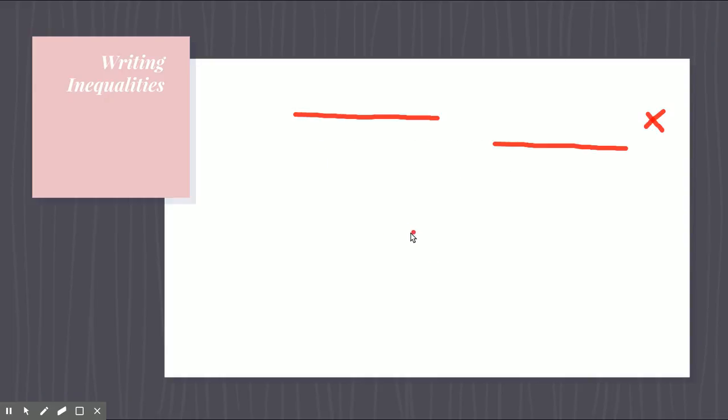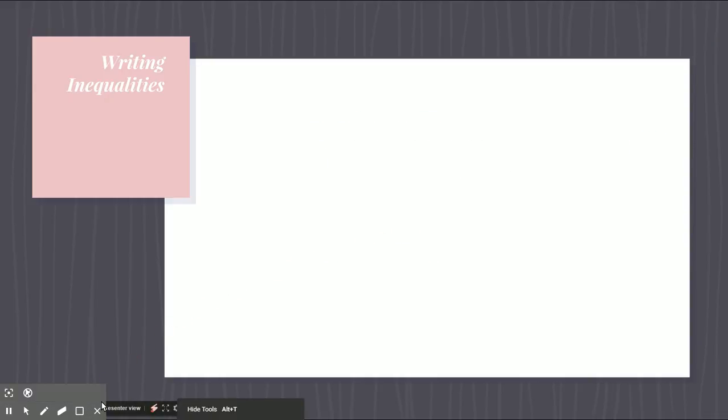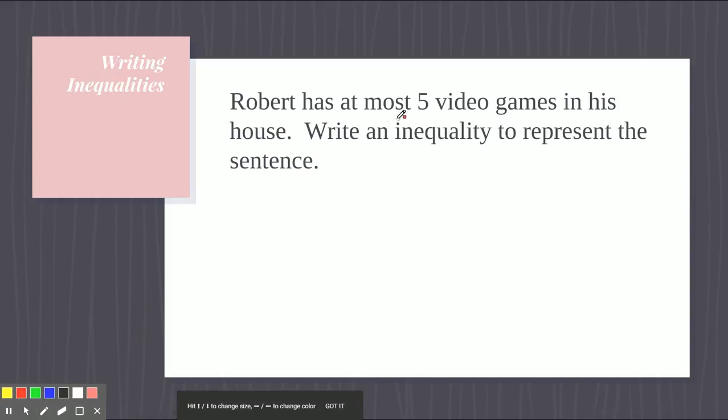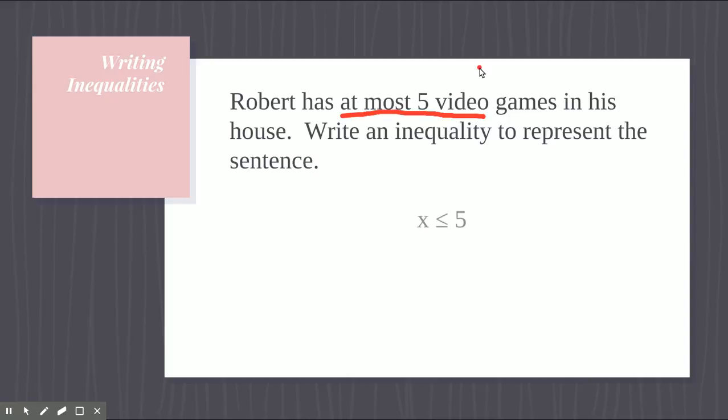All right, let's look at one last example. Okay. It says Robert has at most 5 video games in his house. So let's underline some of those important words. It says at most. It means he can have 5 video games, okay? But he might also have less than that. So in this case, when we write that inequality, we know we're going to have that less than or equal to sign, okay? Because it's saying he can't have more than 5, but he could have 5.